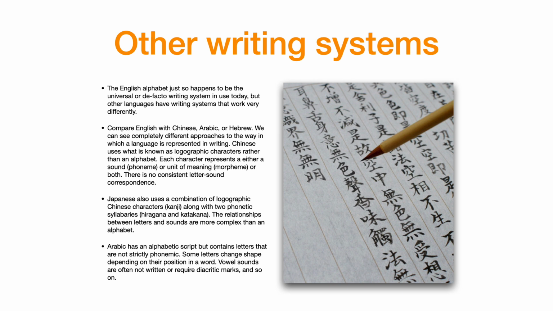Arabic has an alphabetic script but contains letters that are not strictly phonemic. Some letters change shape depending on their position in a word. Vowel sounds are often not written or require diacritic marks, and so on.